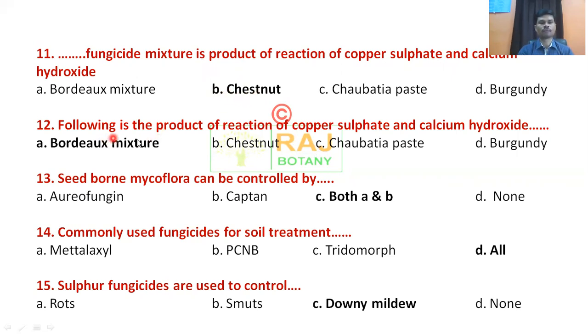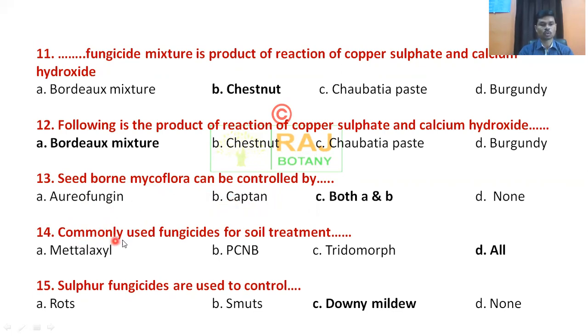The following is the product of the reaction of copper sulfate and calcium hydroxide, a very famous mixture, that is Bordeaux mixture, which is actually the product of the reaction of copper sulfate and calcium hydroxide. The next MCQ, seed-borne mycoflora can be controlled by. Mycoflora means the fungi, controlled by both Aureofungin and Captan. These are the fungicides used to kill the fungi. Therefore, both option A and B are correct.